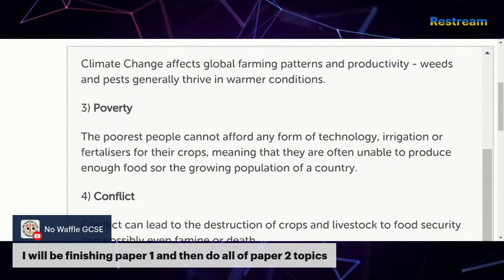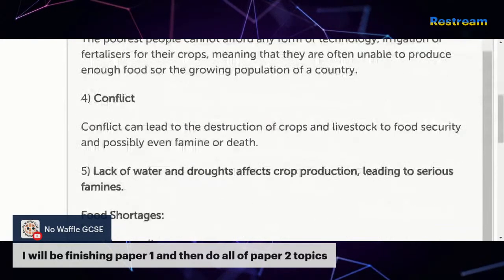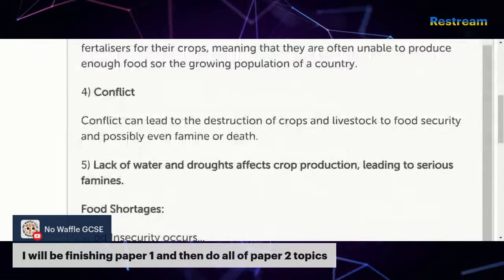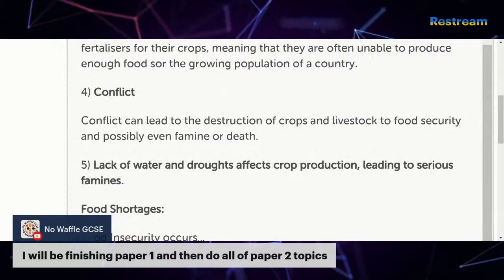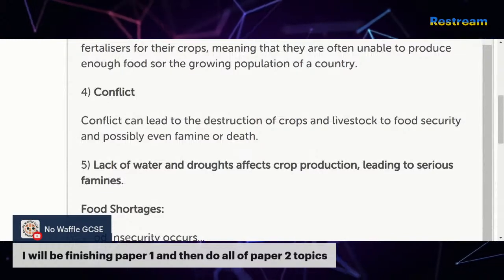We have conflict. Conflict can lead to the destruction of crops and livestock, and people can do it on purpose as well, especially during wars, to cut the food supplies of people. That's what happened in the World War, definitely.